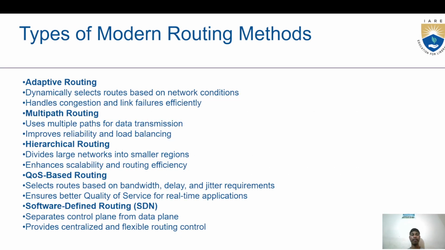Types of modern routing. Adaptive routing: it dynamically selects routes based on network conditions. The next one, multipath routing, uses multiple paths for transmitting the data, and it is more reliable and provides load balancing. Hierarchical routing divides larger networks into smaller regions. QoS-based routing selects routes based on bandwidth, delay, and jitter requirements.